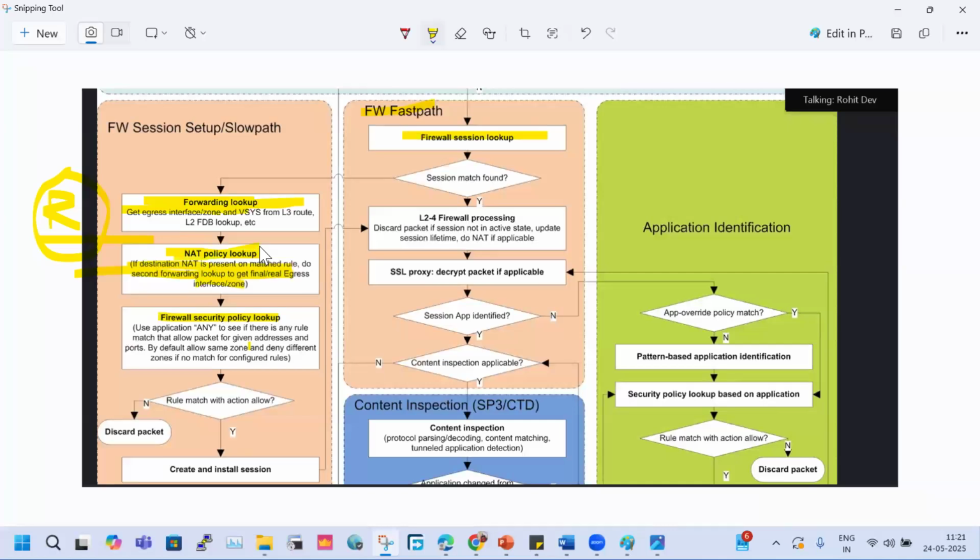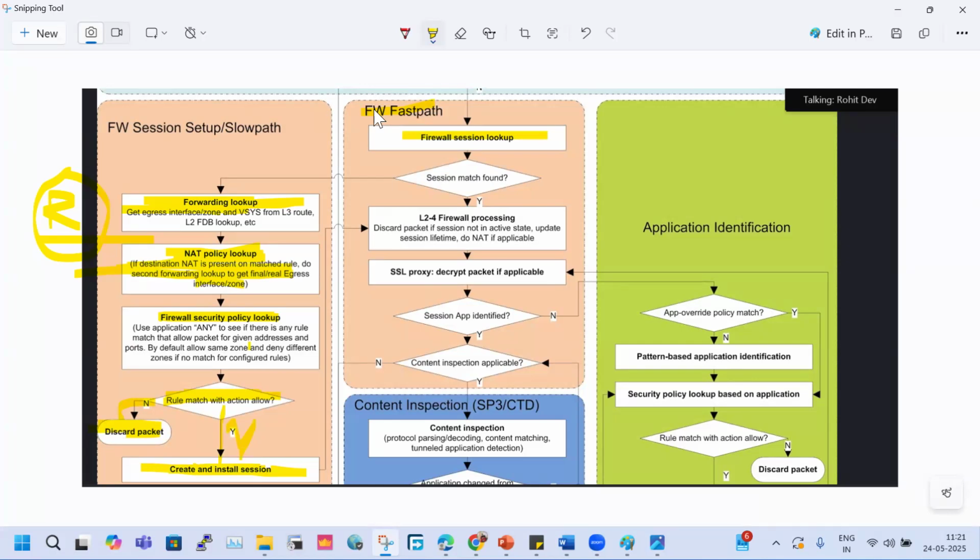So guys, after checking the destination NAT, it will check the security policy, whether we have an existing security policy for that particular source and destination or not. If the rule matches, then it will take it ahead. And if there is no policy available on the firewall, then it will discard the packet. If the policy is there, then it will allow the traffic and install the session.